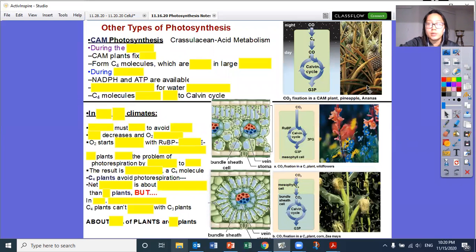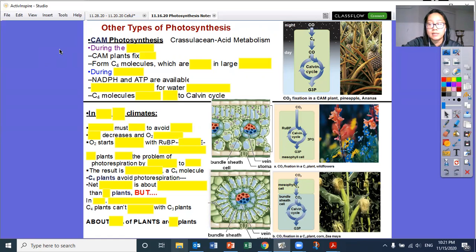So let's talk shortly about the other types of photosynthesis. I'm pretty sure this is the last slide. And it looks like a lot of information, and it kind of is, but I'm just describing to you how it's different from regular photosynthesis. So CAM photosynthesis is the crassulacean acid metabolism version of photosynthesis. And this is because plants live in different environments.